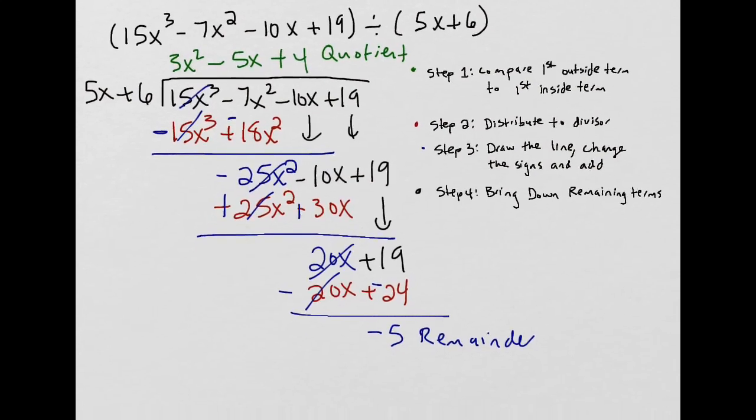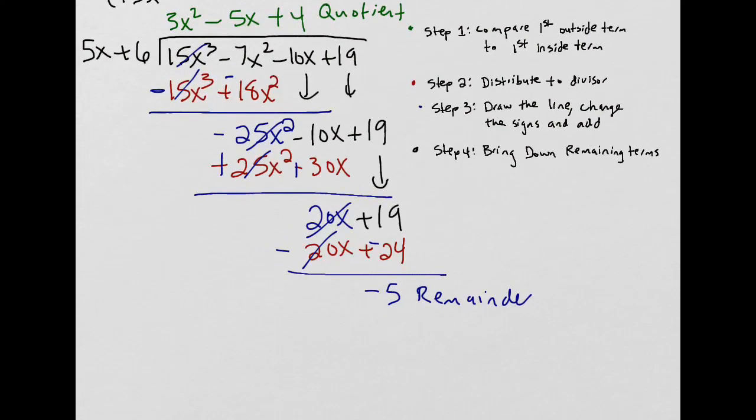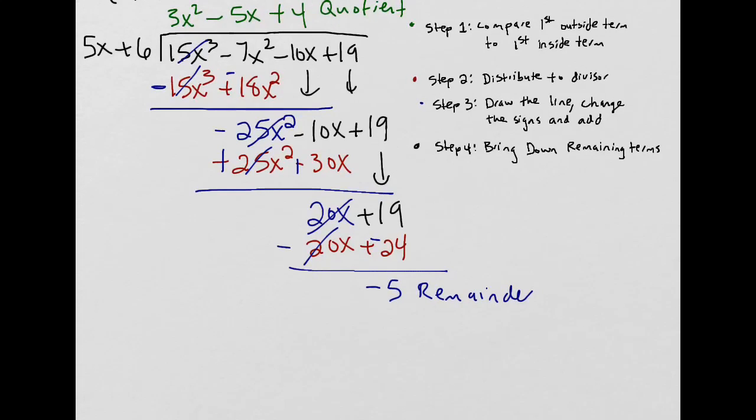So they can ask you for several forms in terms of your answer. Sometimes they'll just ask you to state the quotient and state the remainder. Other times they'll ask you to write it out using this form. So they'll have you write out the quotient, which is 3x squared minus 5x plus 4. And then one way we could write the remainder is as negative 5 over whatever the divisor was, which in our case was 5x plus 6. So either form is acceptable, it just depends on what exactly they're looking for.